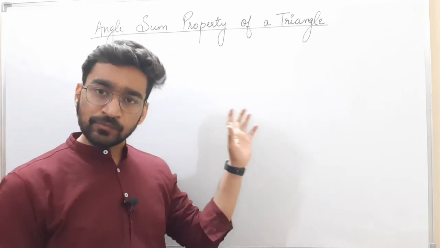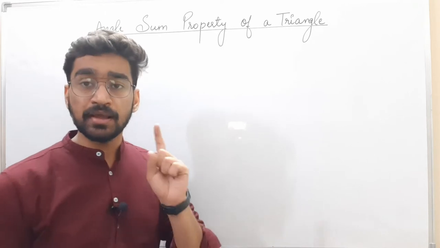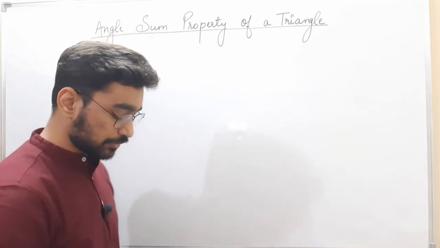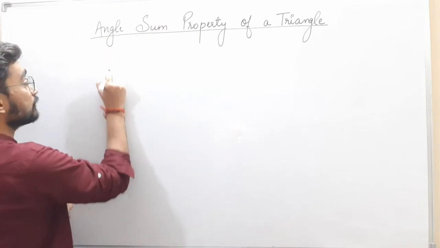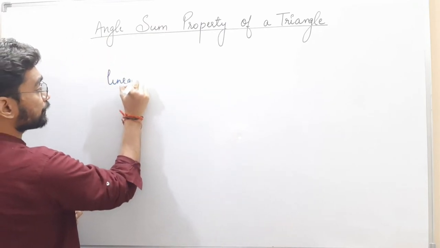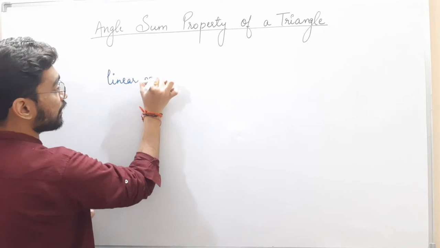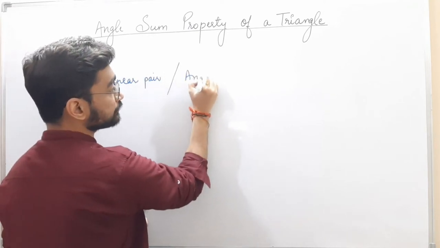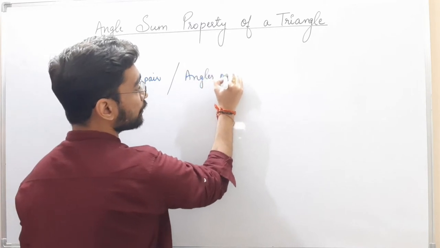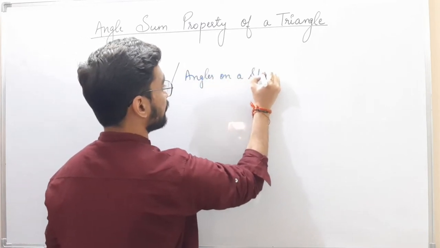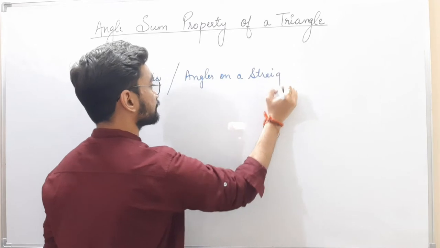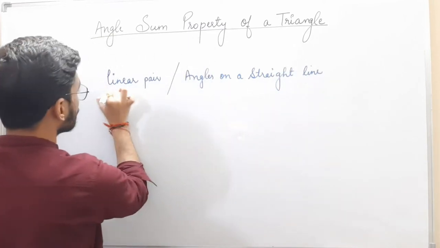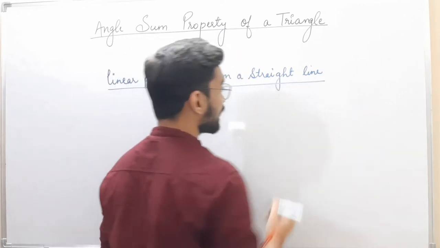But before moving to the angle sum property of a triangle, I want all of you to revise one topic, that is about linear pair of angles, or I can say angles on a straight line. What does this say? Angles on a straight line.